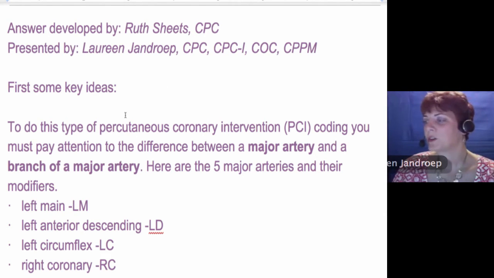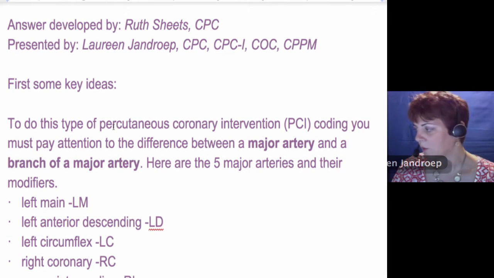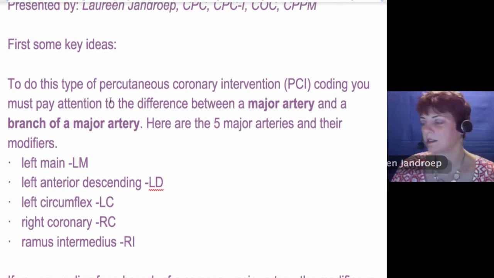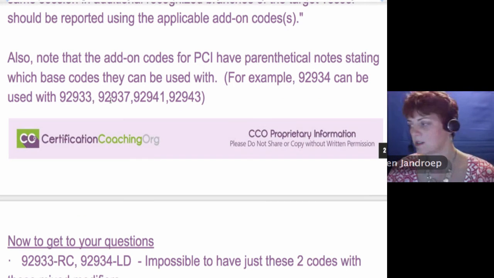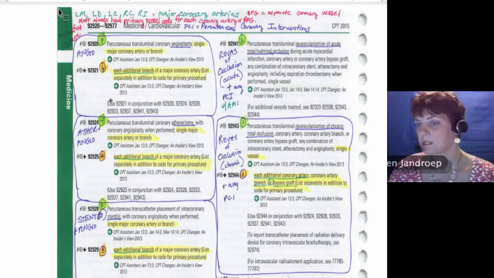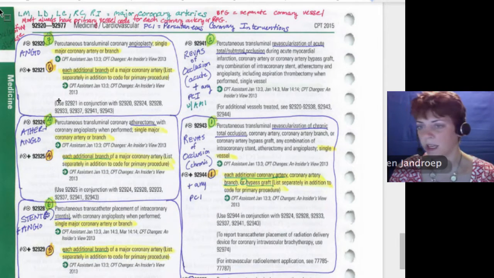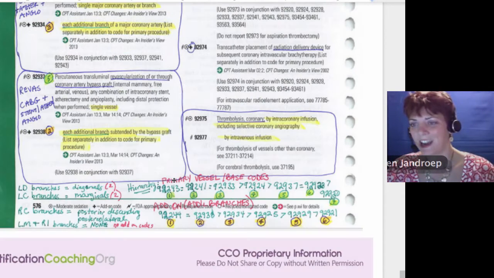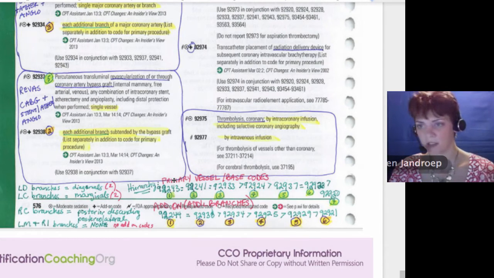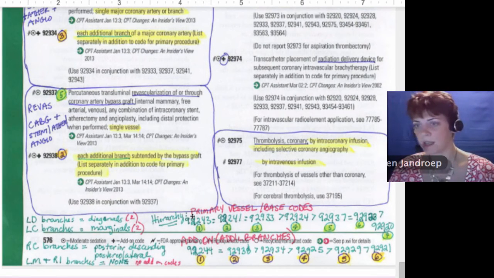So first, some key ideas. Let me take you down to the bottom real quick to get a picture of all of these codes. And this again is in the answer sheet for the Replay Club members. If you look at my little cheat sheet down here, this is my handwriting. I know it's a little bit messy, so bear with me. These are done in a hierarchy. You need to look at your documentation and see what vessels are being worked on. That's the first thing you should do. Write it in the margin of the note. Just write down the vessels.